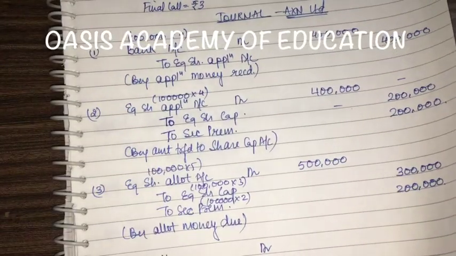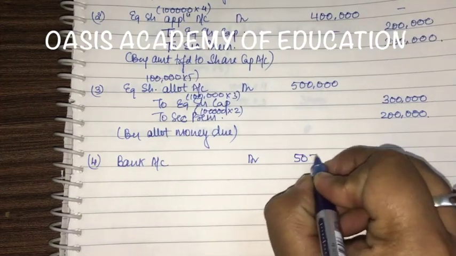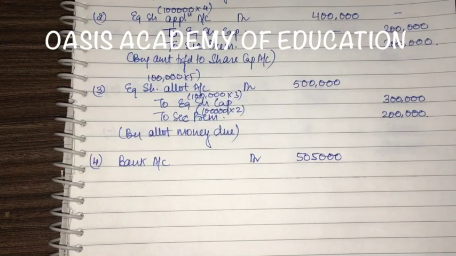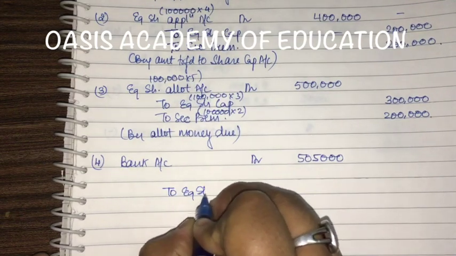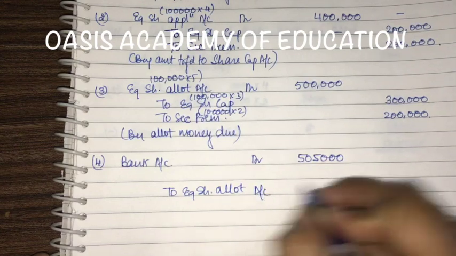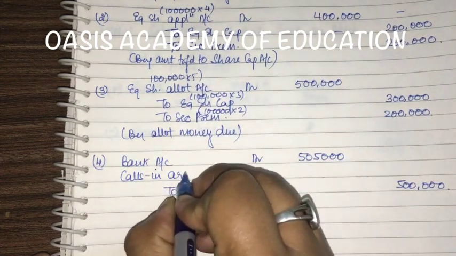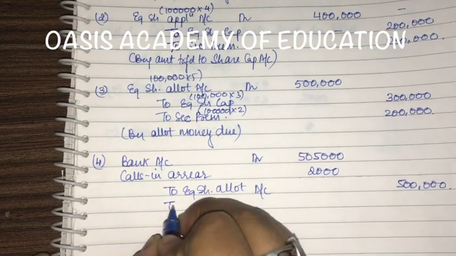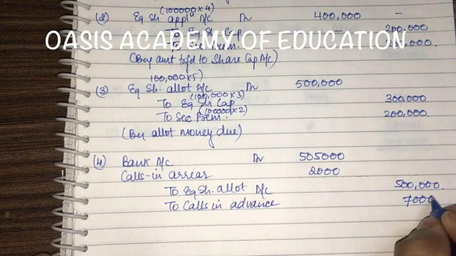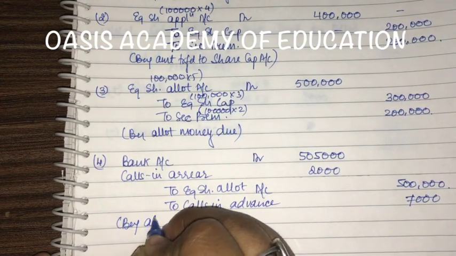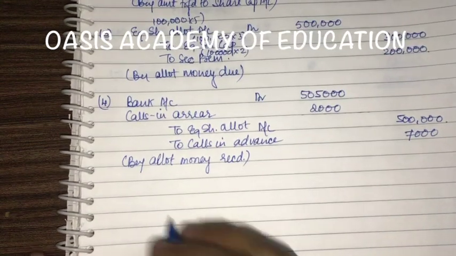Right, now with this working note, we were supposed to receive 5 lakh, but we received 5,05,000. We did not receive 2000, but we did receive 7,000, being allotment money received. I hope it's quite a simple question. Till now there have been no issues.